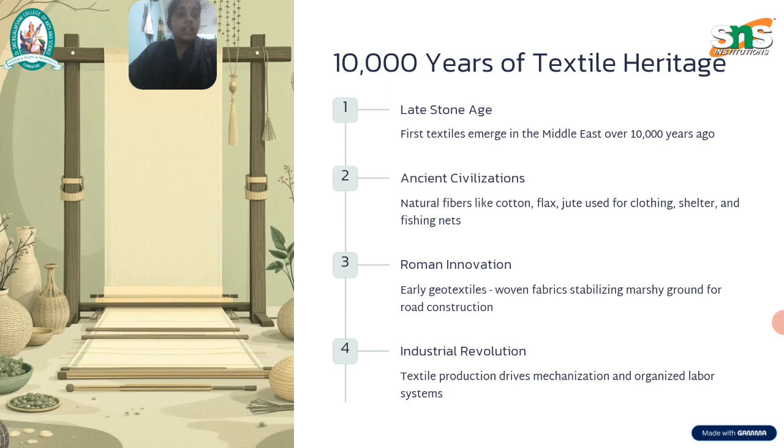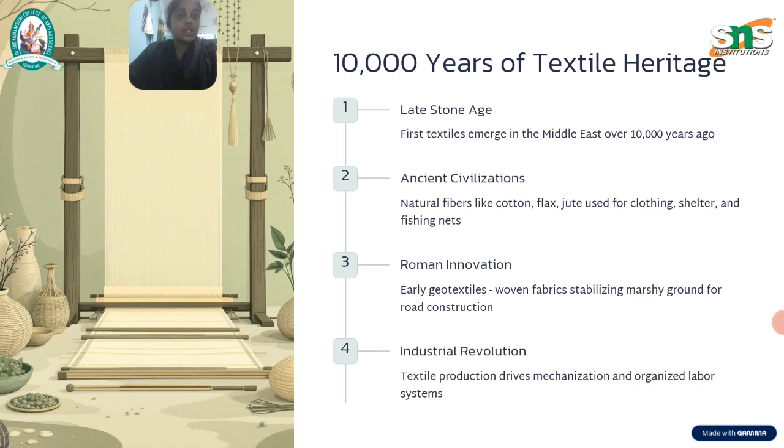Next one is ancient civilization. Natural fibers like cotton, flax, which is the linen-like one, and jute were used for clothing, shelter and fishing nets. This is the main usage of that time.